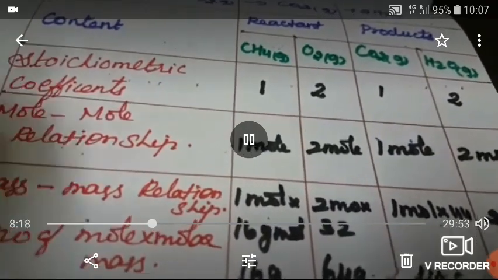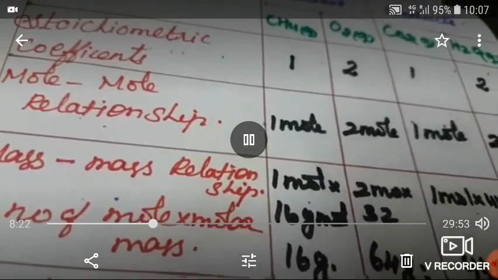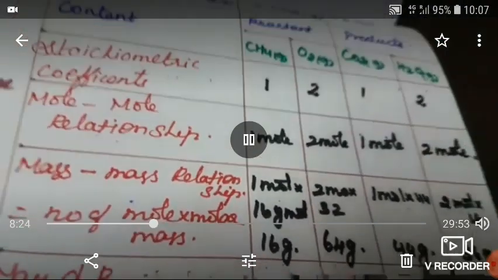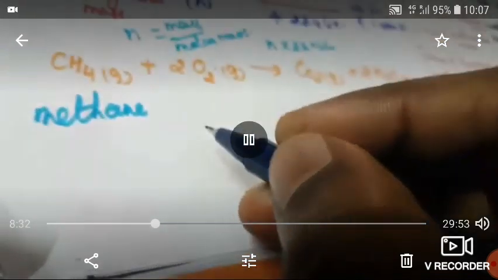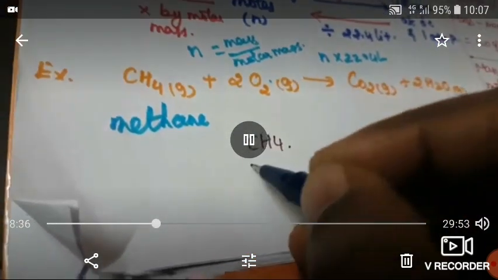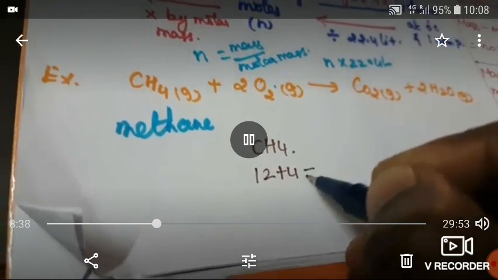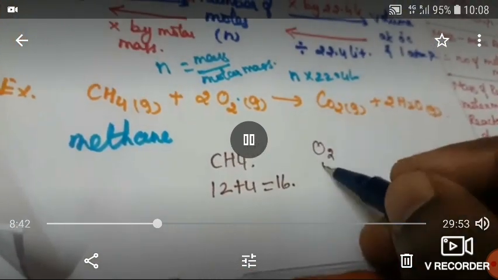Before going to that, first you have to calculate the molecular mass of methane. So how to calculate the molecular mass of methane? So I am writing here, that is 1 mole. So how to calculate the molecular mass? CH4 first. CH4, carbon atomic mass 12 plus hydrogen 4, that is equal to 16.